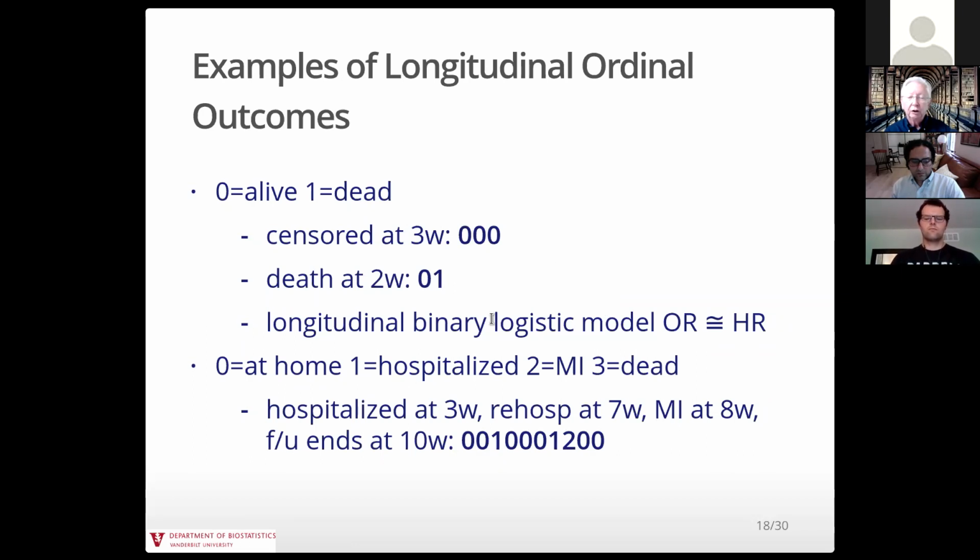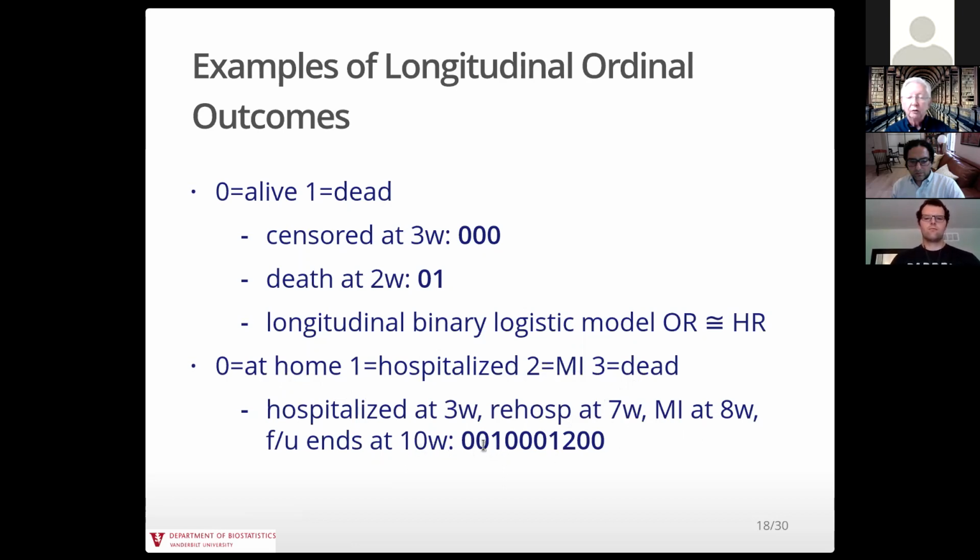So this is a very common sort of outcome we have in cardiovascular studies. Everything is okay, that's a 0. Patient is hospitalized, maybe for heart failure, that's a 1. MI is 2, death is 3. So somebody who is hospitalized at 3 weeks, they're rehospitalized at 7 weeks, they have an MI at 8 weeks, and their follow-up ends at 10 weeks, they look like this.